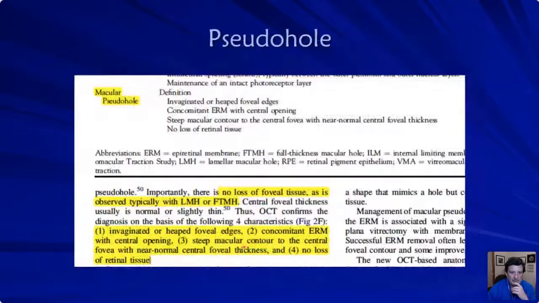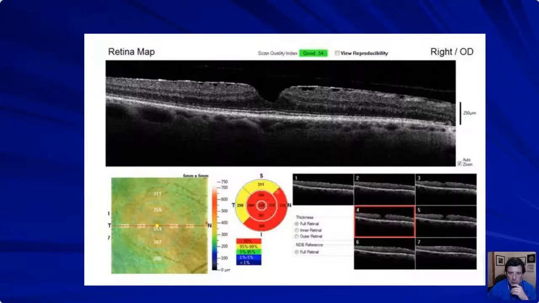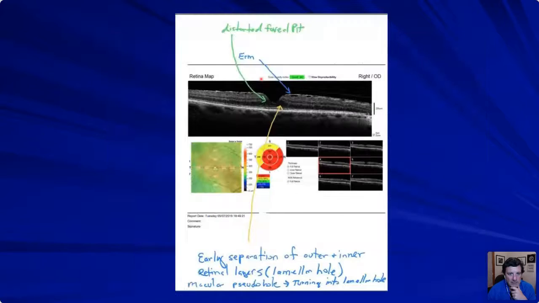And that's exactly what's happening here. So remember, you've got that heaping of the foveal edge, you have an epiretinal membrane, you've got that steep contour, and again, there's no tissue loss. You can see how this tissue is heaping up and you're losing that contour, and no tissue is being lost. The photoreceptors are all intact. Again, probably great acuity, but in this case this would just be labeled as a pseudo hole. It's not a lamellar. It's not a full thickness. Maybe some traction here. Maybe it looks like it's released. So just a pseudo hole is how you would label this person here.